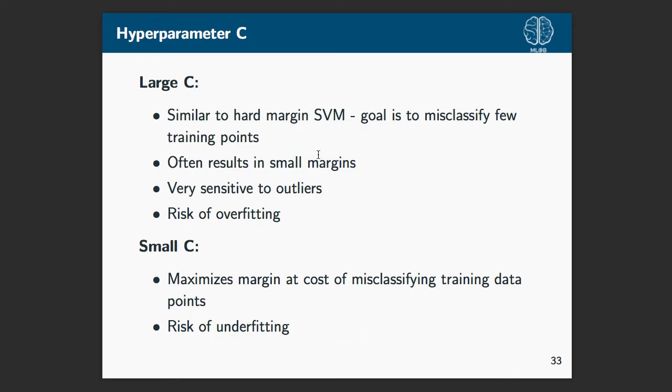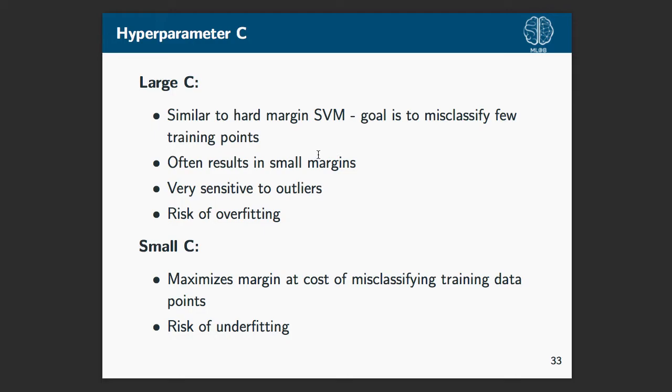So if C is very large, that means it's very unacceptable to misclassify points, right? So in that case, you're basically saying all the training points, or most of them, have to be classified correctly. That's actually pretty similar to a hard margin SVM. And this often results in small margins because, especially if the data set is a bit noisy, the support vector would be the one that's closest to the decision boundary. And it's also very sensitive to outliers, in the sense that your outlier might actually be a support vector. And also, because you're very strictly saying that for the training set we need to classify everything correctly, you could run into the risk of overfitting pretty easily.